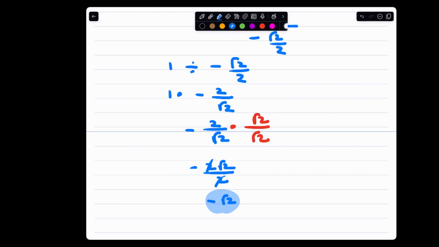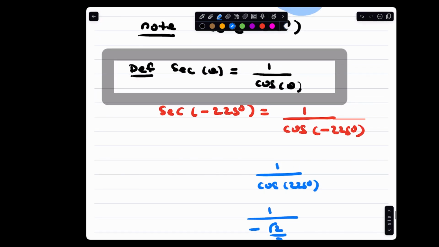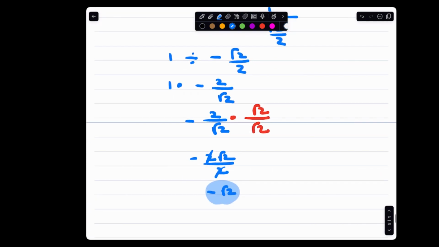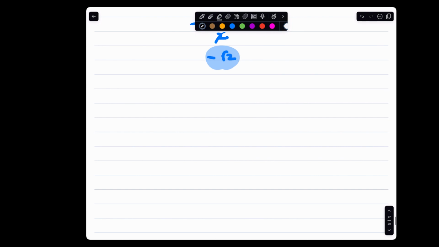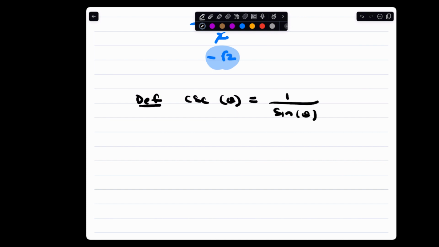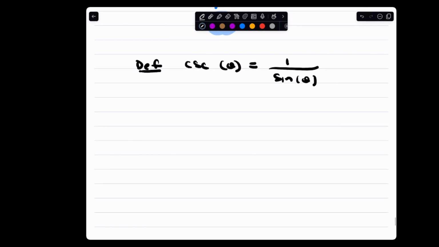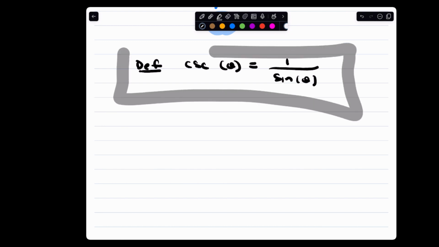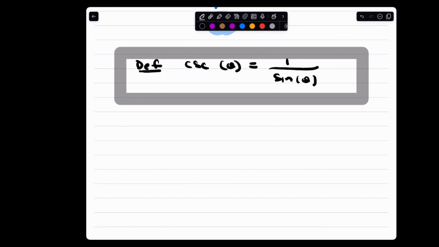So just to remind you guys, we can write secant as a reciprocal of cosine. And that's how you would get an answer there too. Just like we can write cosecant. You say, well, what is cosecant? Cosecant of an angle is 1 over what? It's the reciprocal of sine. Is that true? And so what that means, if I just highlight our definition, is how we can use that.